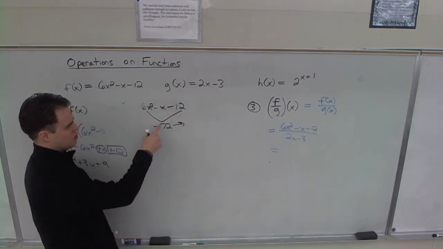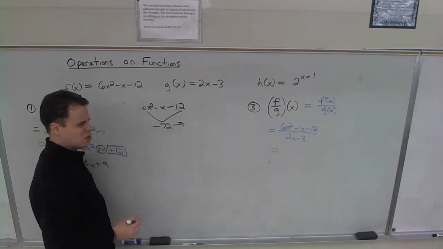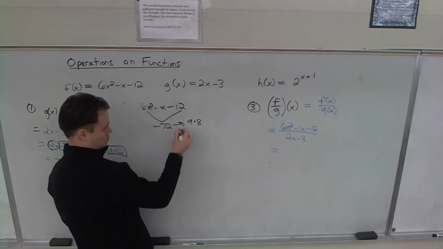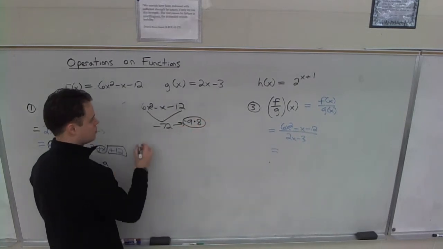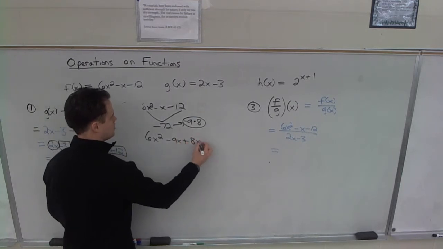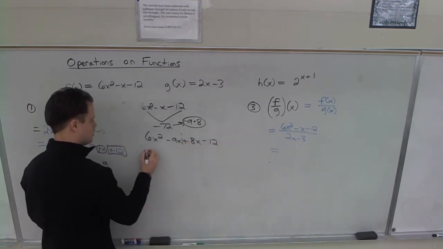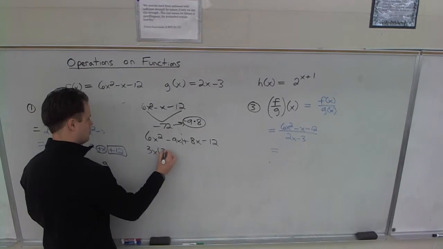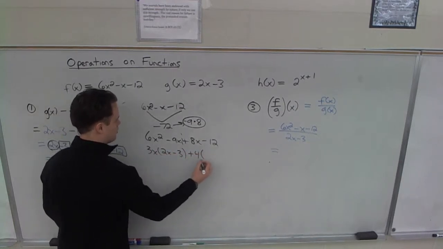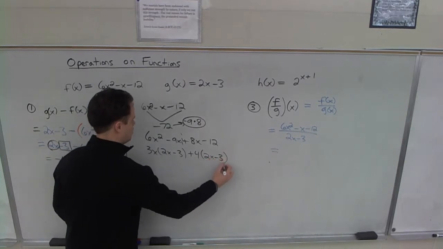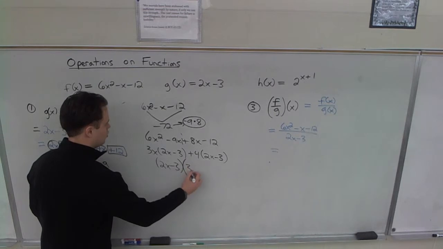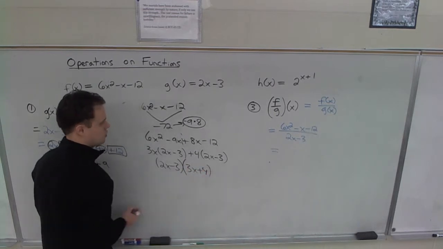72. Any multiples of 72 that'll give you 1? 72 is like 9 times 8, right? That one. 6x squared minus 9x plus 8x minus 12. What they share, 3x. What they share, 4. Yes. Those share that whole quantity. Here's what's left. Factored.